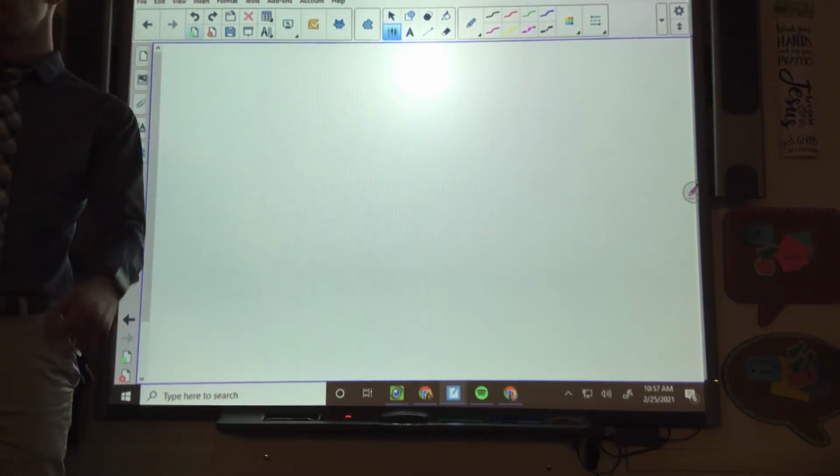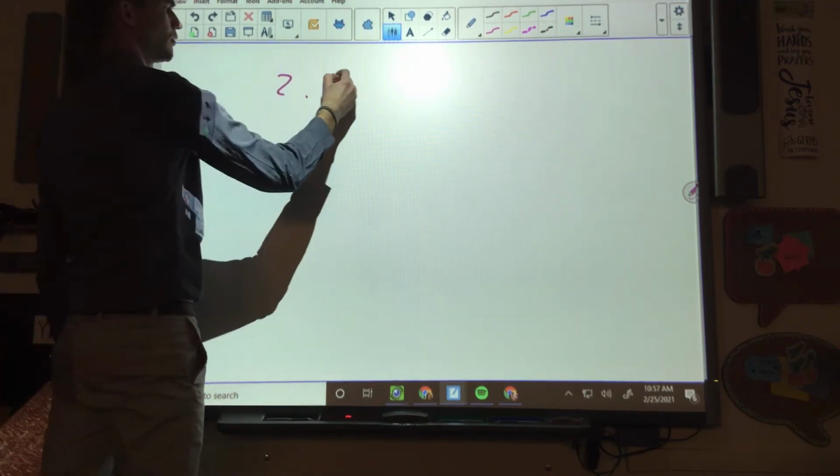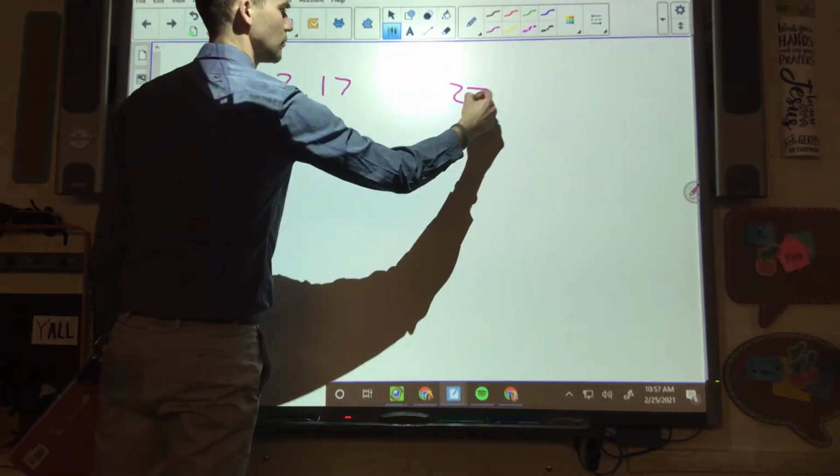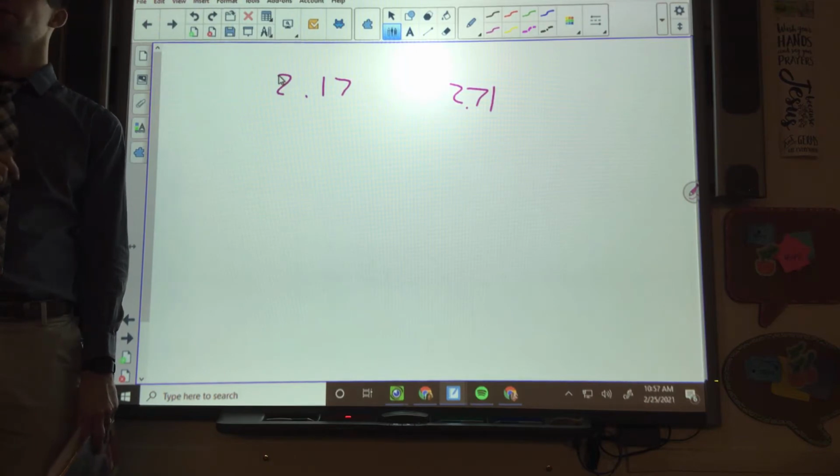Number 17, 2.17, 2.71. Which is greater? Everyone needs to be looking up here. I'm gonna wait for everyone in the room to raise their hand. Everyone has to be able to do this. Which one is greater?